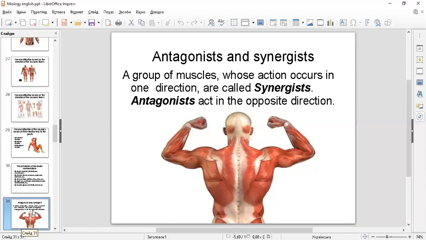Antagonists and synergists. A group of muscles whose actions occur in one direction are called synergists. Antagonists act in the opposite direction.